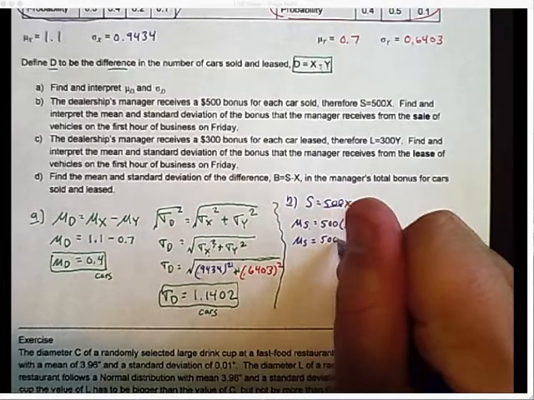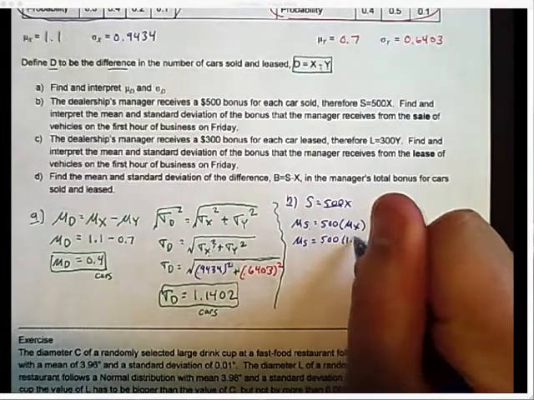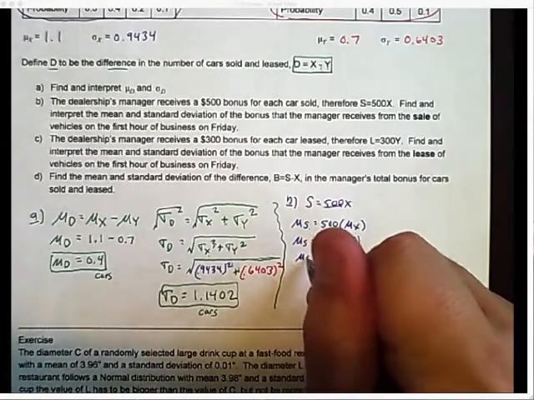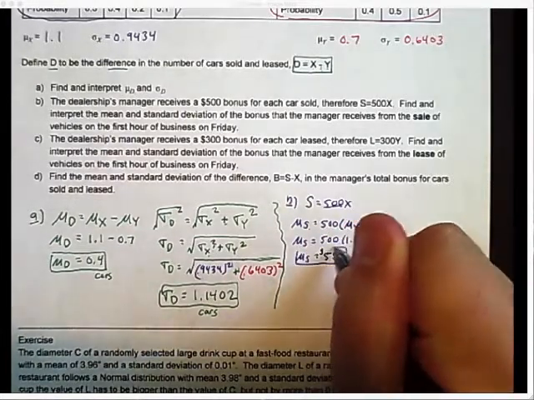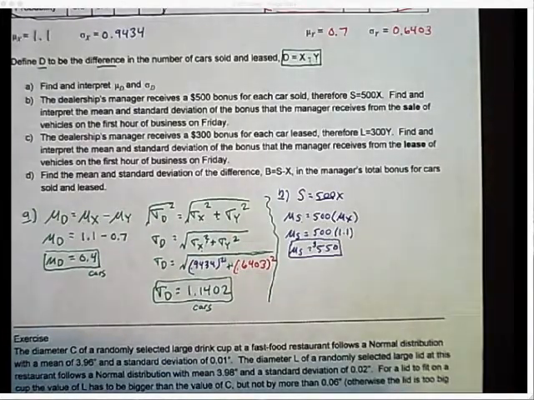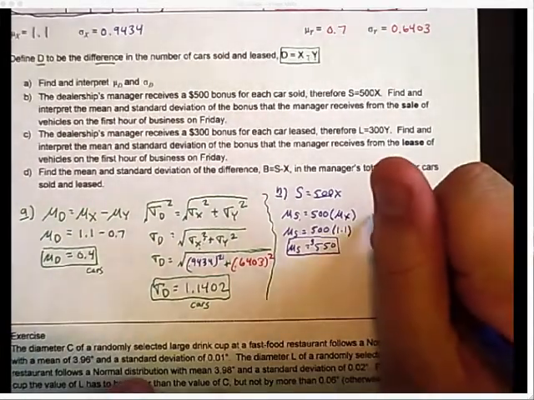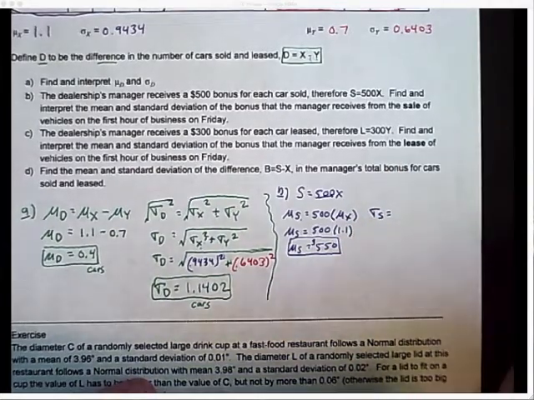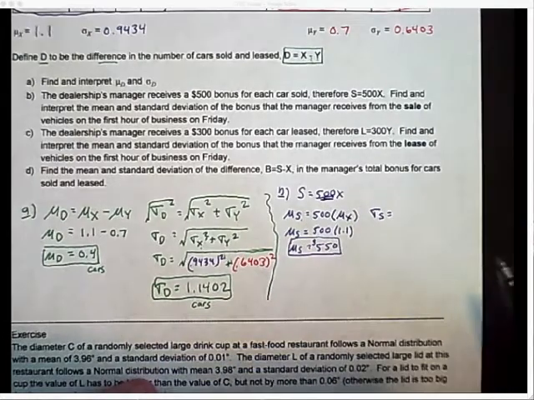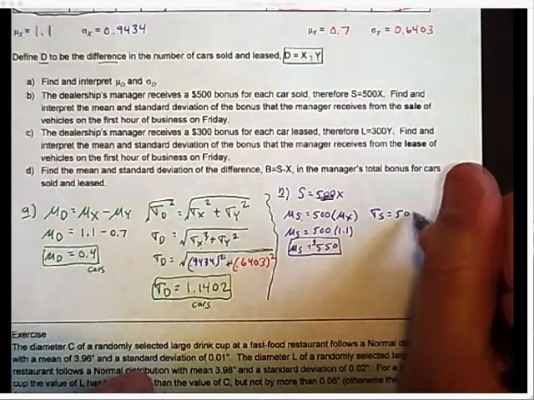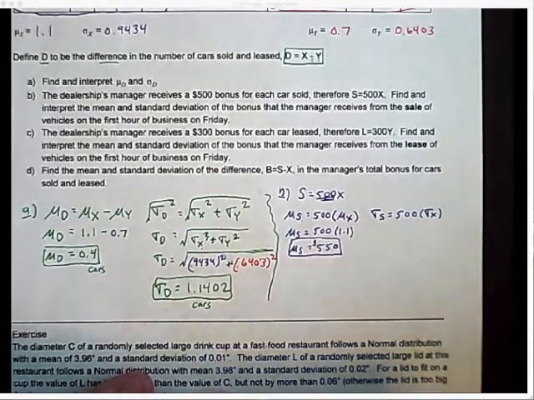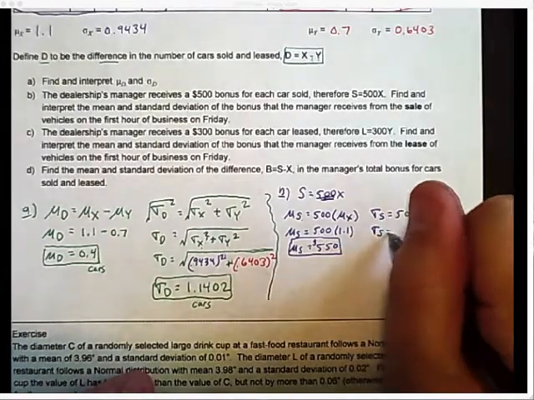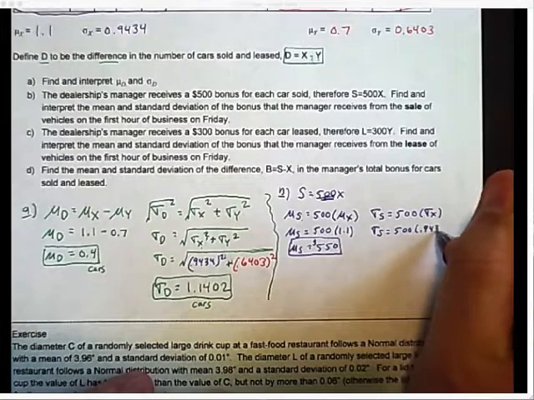So we're going to take 500. Mu of x is 1.1. Let's see, that would be 550. So that's mu of s. That's how much bonus on average the manager receives from selling cars. Now what about sigma s? Well, when we're multiplying, that also changes the standard deviation by that number. So we would have 500 times sigma x. So sigma s would equal 500 times 0.9434.